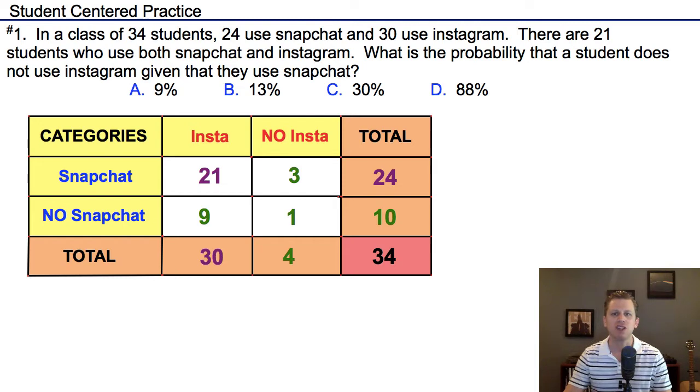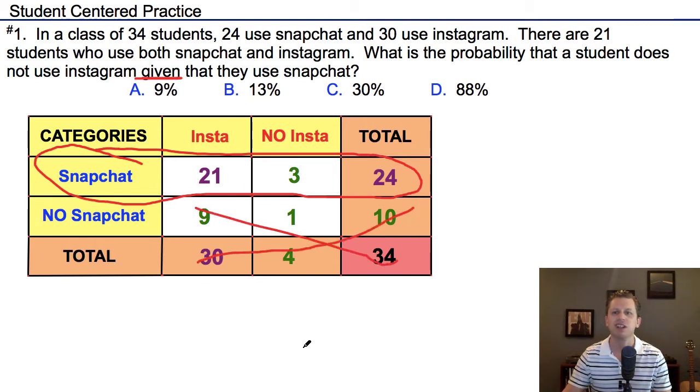Let's go and look at what this question asks. It says, what is the probability that a student does not use Instagram given that they use Snapchat? So this is not a regular probability. This is a conditional probability. And this word given tells us that the condition is that the student has to use Snapchat. So here I can see that there are 24 students that use Snapchat. Those are the only students I care about. I don't care about the rest of the class for this question at least. And it says, what is the probability that a student does not use Instagram? Well, 3 of the students that use Snapchat do not use Instagram.